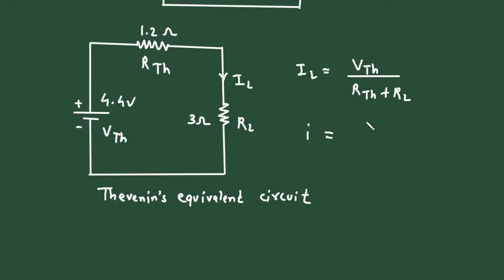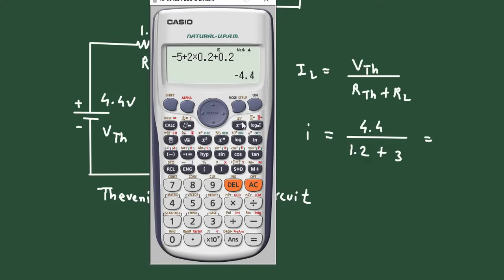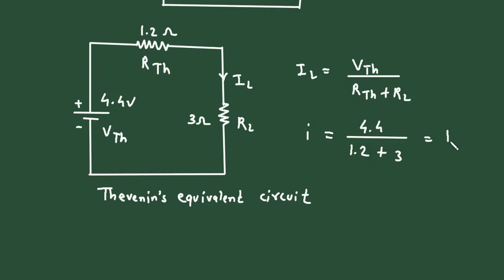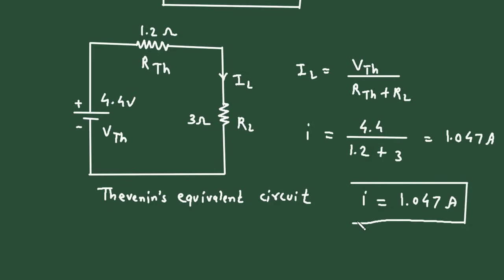In place of VTH it will be 4.4 divided by RTH value 1.2, then plus RL value 3. So if we solve this, we get the value of current I. So 4.4 divided by 1.2 plus 3 is 1.047. 1.047 ampere is the value of current I. So I is equal to 1.047 ampere. This is how we can find the value of current I by using Thevenin's theorem.